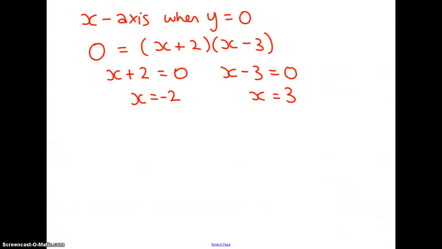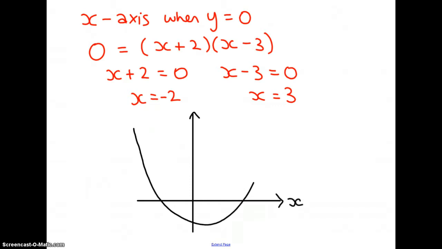So this graph is going to cross the x-axis at minus 2 and positive 3. So my sketch has to look something like that, and I mark in that that's minus 2 and that's 3.